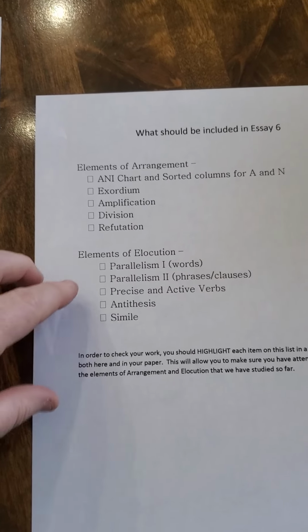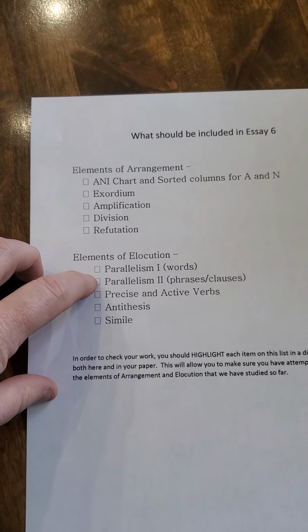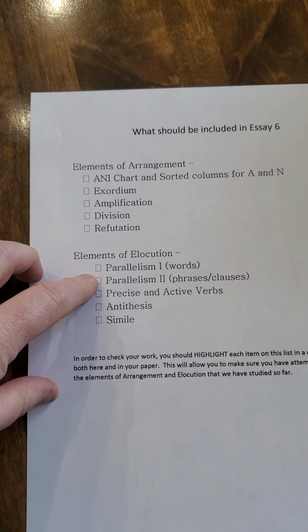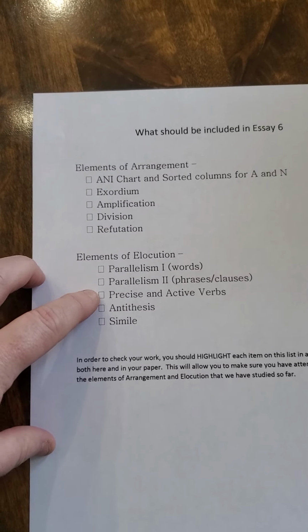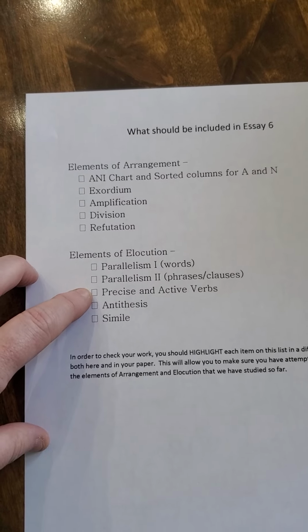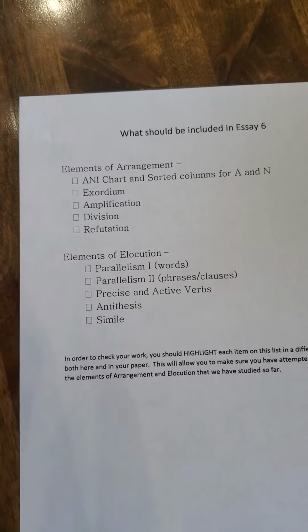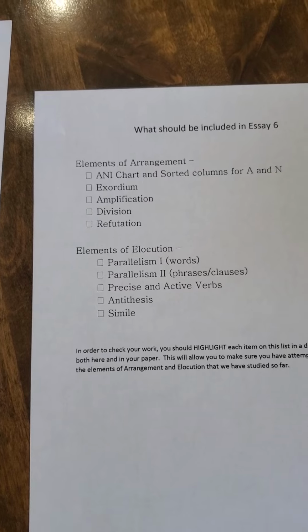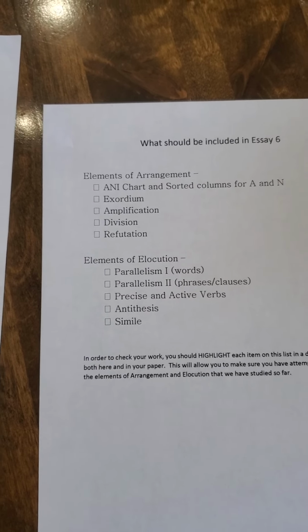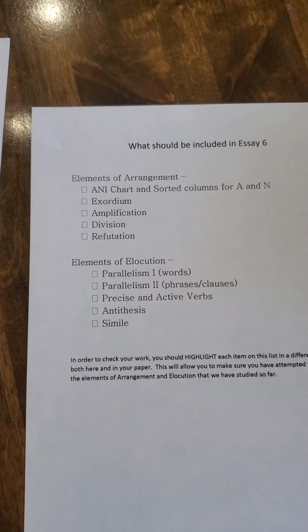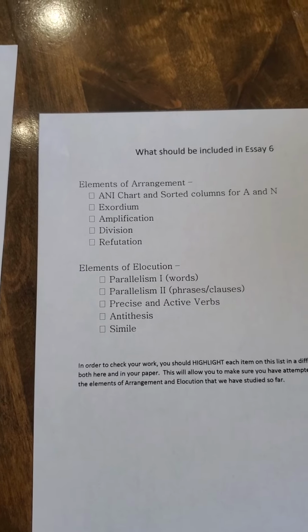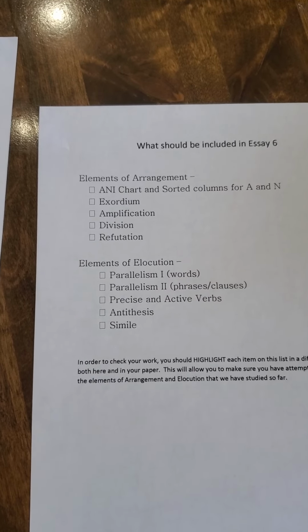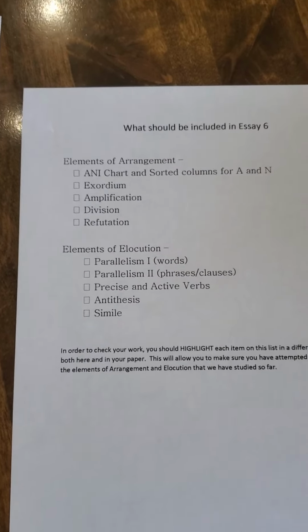Like, however you want to do this, just make sure that they're actually checking to make sure it's true parallelism. 2. The next one is having precise and active verbs. Antithesis, which was what we added in Essay 5, where there's an area somewhere in your paper that you're adding in where it shows a comparison between 2 things, 2 people, 2 activities, whatever.